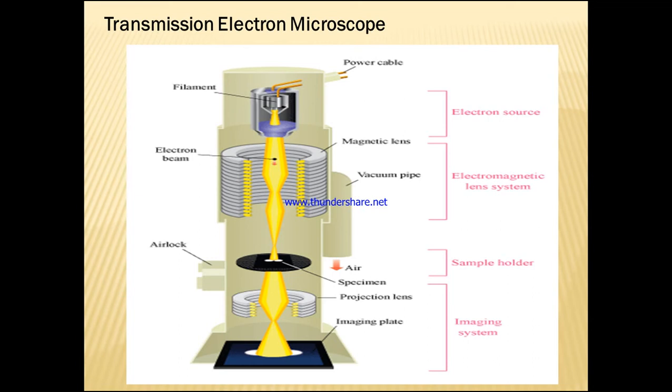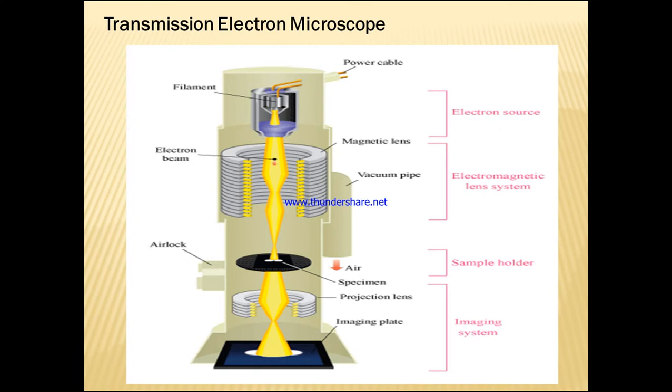Then dehydration will be done with an organic solvent like acetone or ethanol. Then it is embedded in resin, that is, the material is gradually infiltrated with the still unpolymerized resin material. Next, trimming of the resin block and ultra thin sectioning will be done, that is, collection of sections on grids.